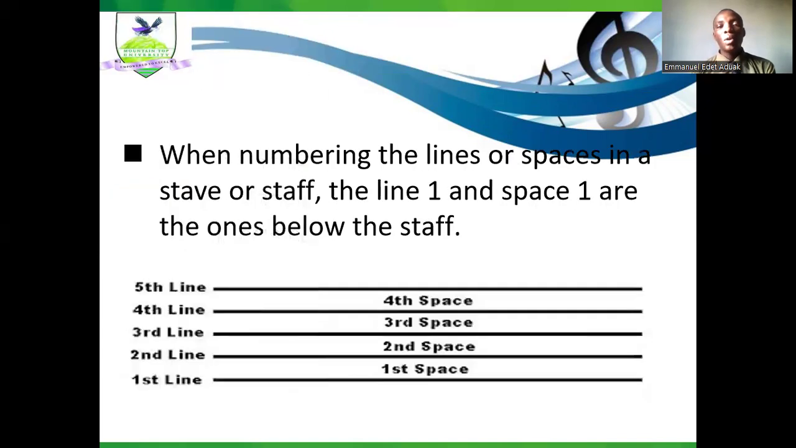Then, when numbering the lines or spaces in a stave or staff, line 1 and space 1 are the ones below the staff. So you start below the staff to count the lines and the spaces. The line below is line 1, followed by space 1, followed by line 2, followed by space 2. You do not start from the top to count them.